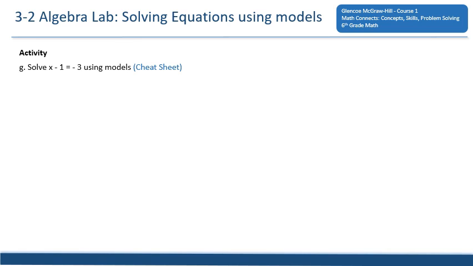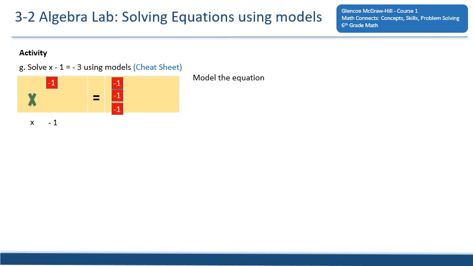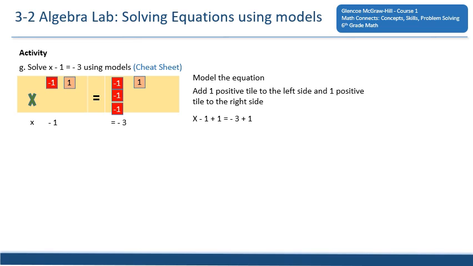So solve x minus 1 equals -3. Here's our x, and minus 1, and then we have equals -3. Add 1 positive tile to the left side and 1 positive tile to the right side. Hopefully you can see that we have a 0 pair on the left side, which is going to get x by itself. And getting rid of that -1 on the left has created a 0 pair on the right.